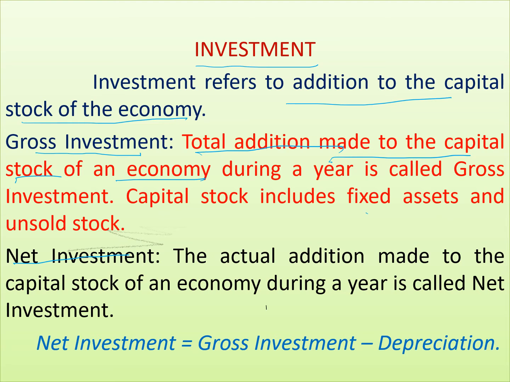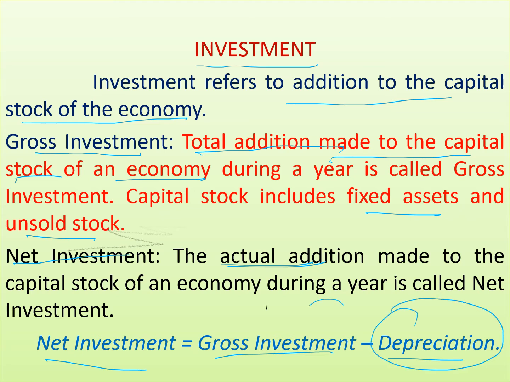It includes fixed assets and unsold stock. But net investment is the actual addition. Actual addition means after deducting depreciation from the gross investment, you will get the net investment. So net investment equals gross investment minus depreciation. In numericals, it will be useful. This is the formula for net investment.